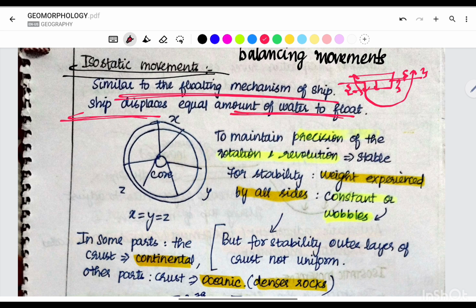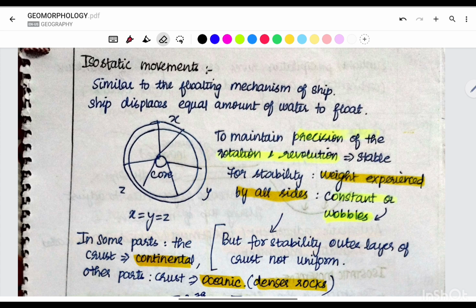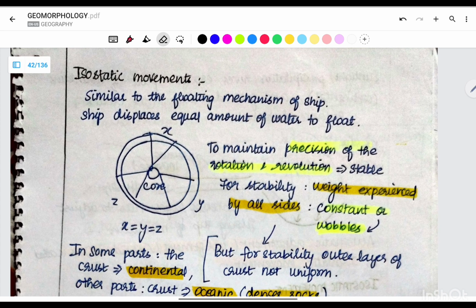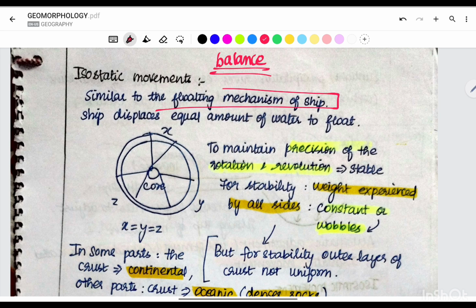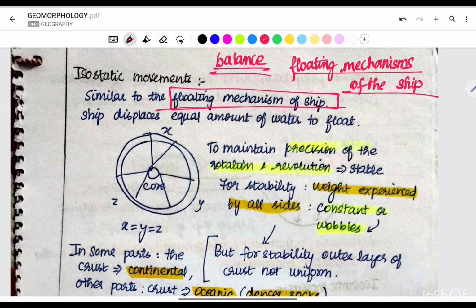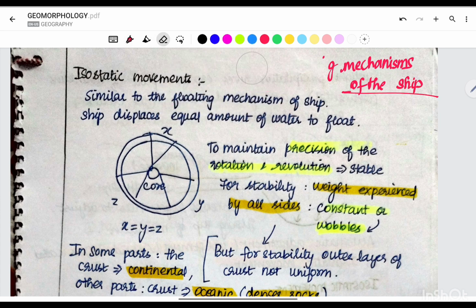How much of it is submerged? The same amount of water is being displaced. So isostatic is a balancing force. Isostatic movements are related to balance, similar to the floating mechanism of a ship.